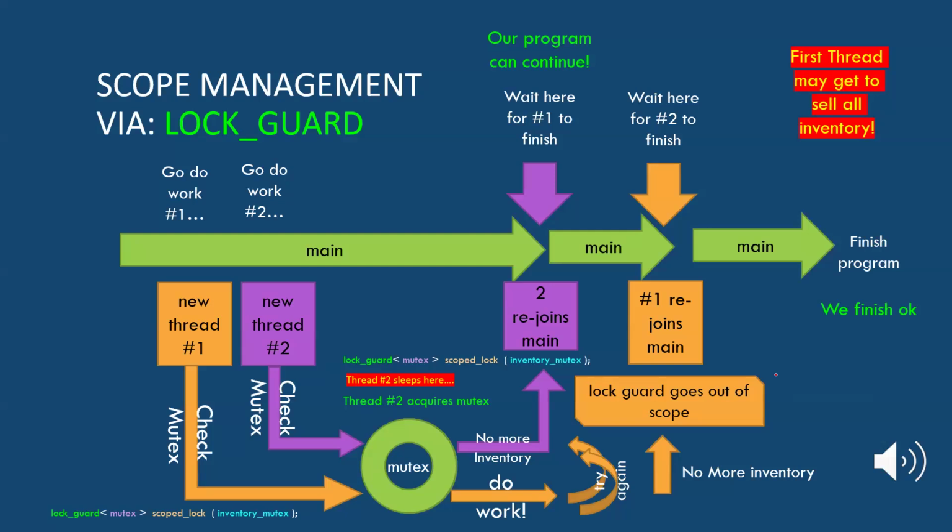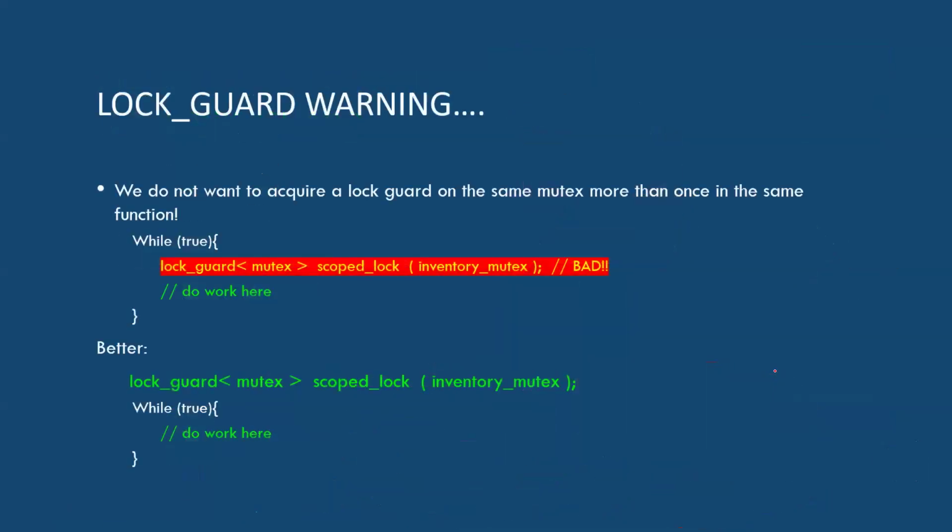The risk in this model is the first salesperson to get the lock is probably going to sell all the inventory until they leave the function. So it might not be the best use of our current model. Here we're acquiring, and this is a bit of a problem. We don't want to acquire the lock guard over and over again because we're getting a lock of a lock of a lock, and we'll never be able to unwind that. So we want to get the lock guard outside of our while loop. Then we only ever get one, and when we leave the function it goes away.